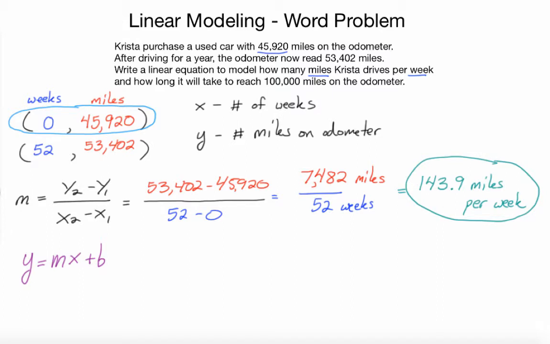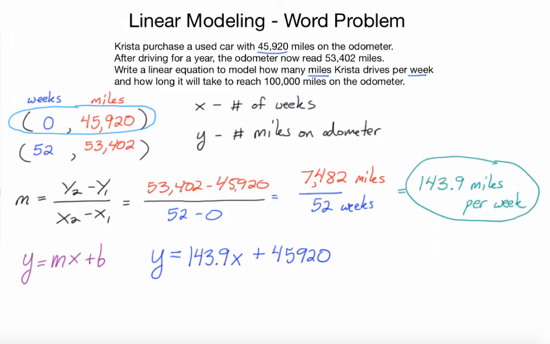So if I want to write an equation, we have the equation y, the amount of miles she's going to have on her odometer, is equal to 143.9 miles per week times however many weeks we're working with. So I'm putting x for number of weeks. But when she bought the car, there were already 45,920 miles on it. So there is an equation that we can use to model this problem. All right, we've got our slope, we've understood it, we got an equation, the equation makes sense. We're again trying to connect meaning as we're doing all this algebra.